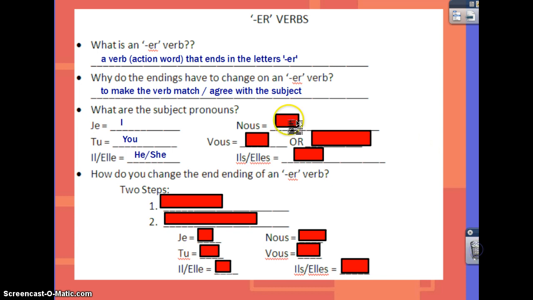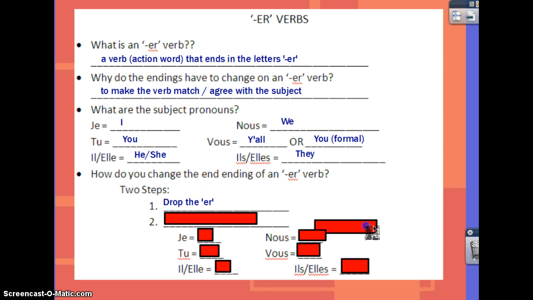Je means I, tu means you, il means he, elle means she, nous means we, vous means either y'all or you formal, as in you, Dr. Strong, and ils and elles mean they. So having told you all of that, of course, when you want to change an ER verb, you drop the ER and you add those ER endings.